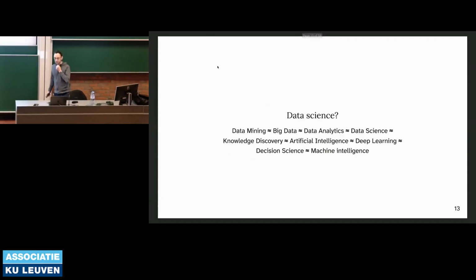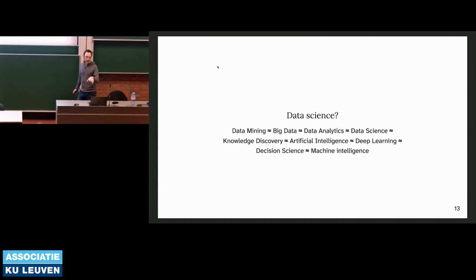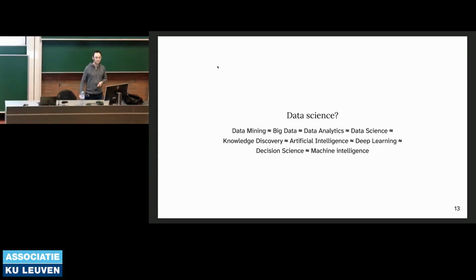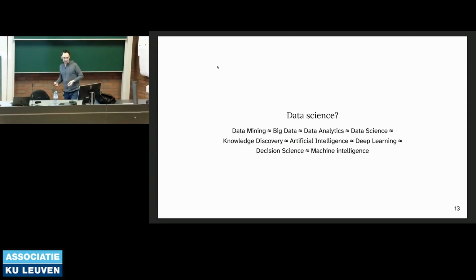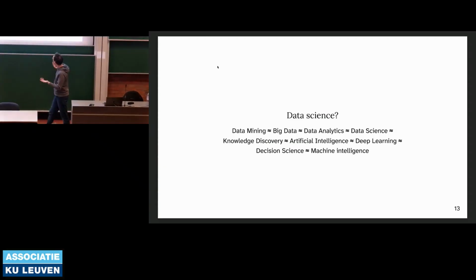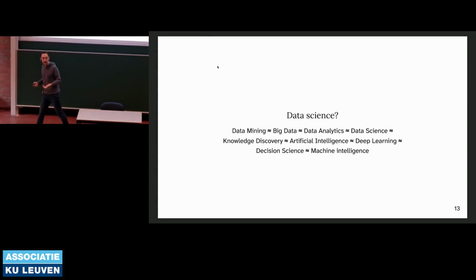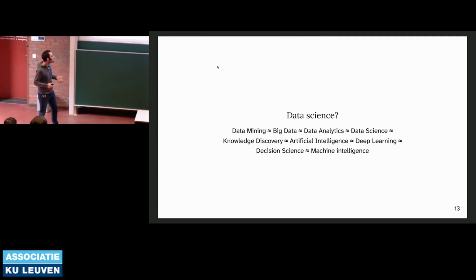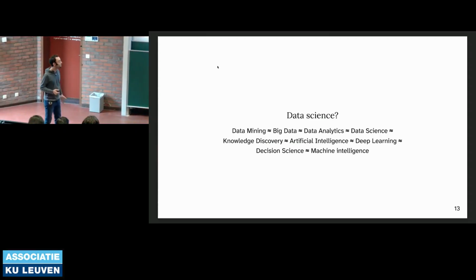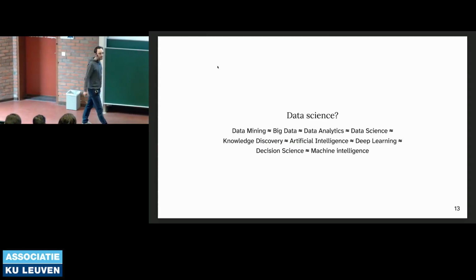In terms of components, that was a question that was asked: the difference between text mining and text analysis. There's a slide for that, right? So data science, I still like that term. Otherwise, data mining, big data, data analytics, knowledge discovery, AI, ML, decision science, machine intelligence, deep learning, no one knows, right? It's all kind of the same, right?